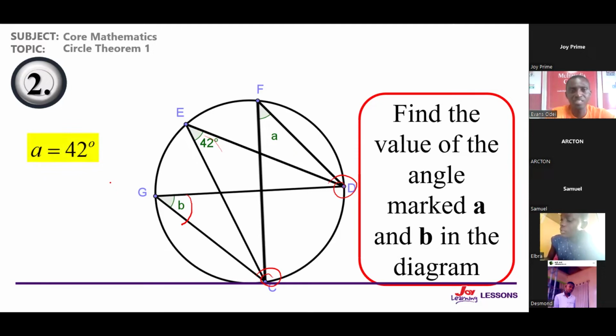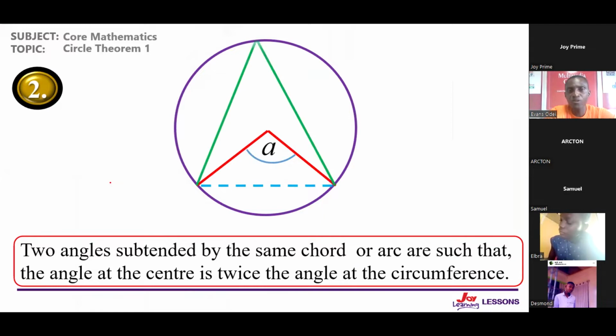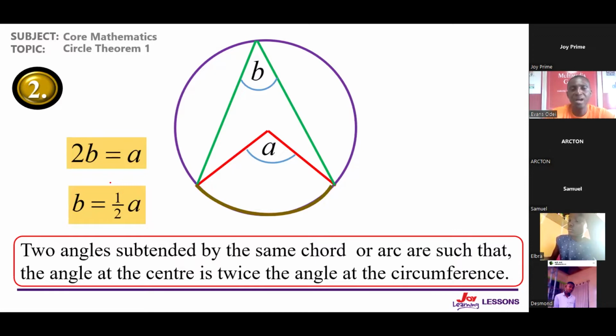Now let's look at theorem number two. This time around, we are saying that if we have a chord and we subtend an angle from the chord to the center of the circle, let's call that central angle A. From the same ends of the chord, we subtend an angle to the circumference. Let's call that angle B. Now, what is the theorem here? According to the theorem, twice the angle marked B will be the angle marked A. Or we can say B is equal to half A.